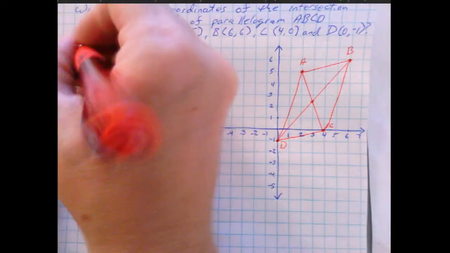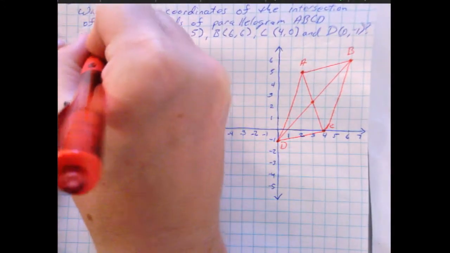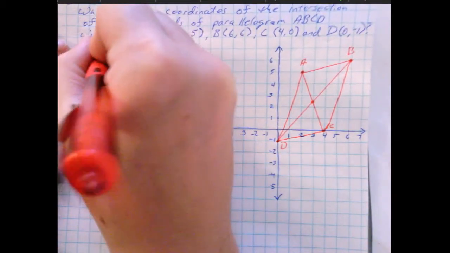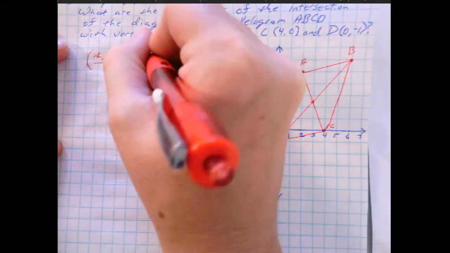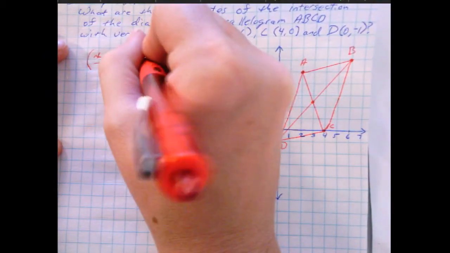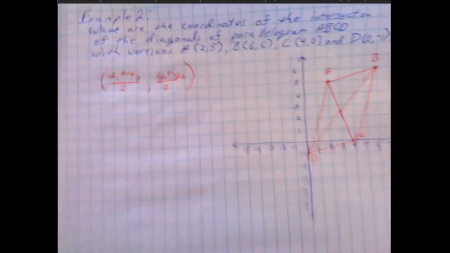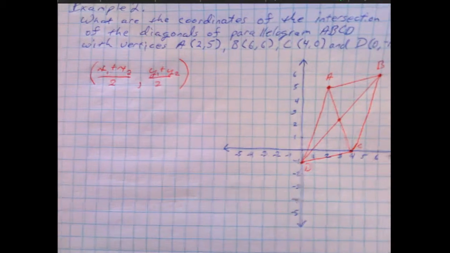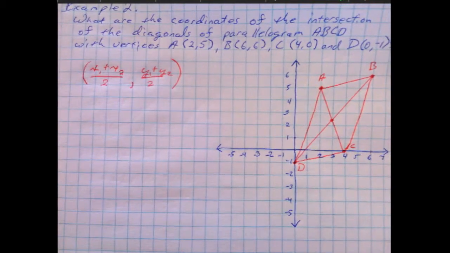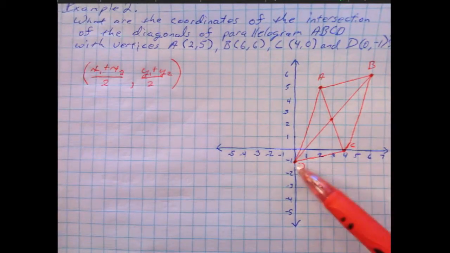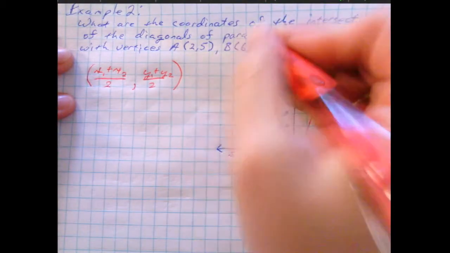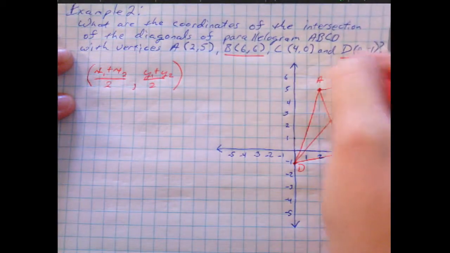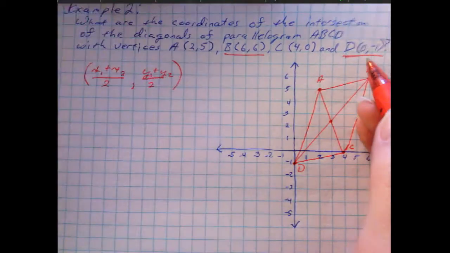Okay, so I'm just going to write that down here. So I've got x plus x over 2, and that's y plus y over 2, and then I'm going to end my parentheses there. Okay, so which points are we going to use? Well, let's start here with D and B. Okay, so D and B. Okay, so here's our two coordinates.